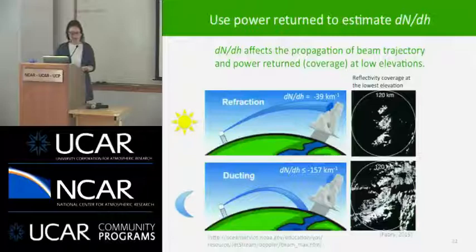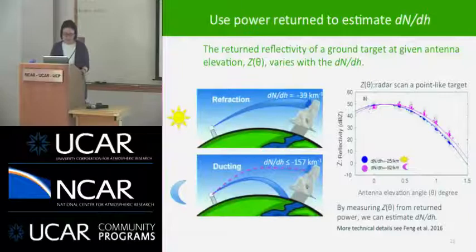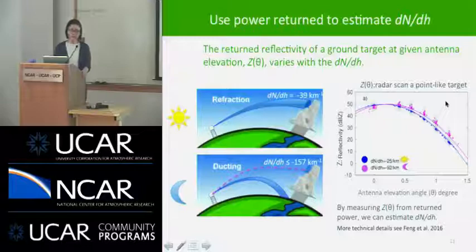So we came up with another methodology, where we use the radar to scan the point-like targets, the ground targets we mentioned before. The return power of these ground targets varies with different antenna elevation scans, and it can be described by the radar antenna beam pattern, which is nearly a Gaussian distribution. We found that at night and in the daytime, the distribution shifts. By deriving some mathematical equations, we can linearly link the power variations and the DNDH changes. So by measuring the reflectivity Z field, we will get the DNDH field.